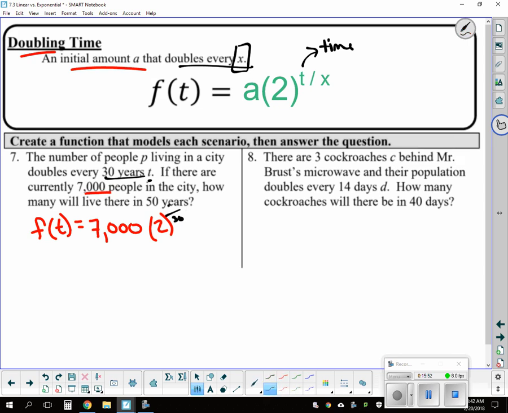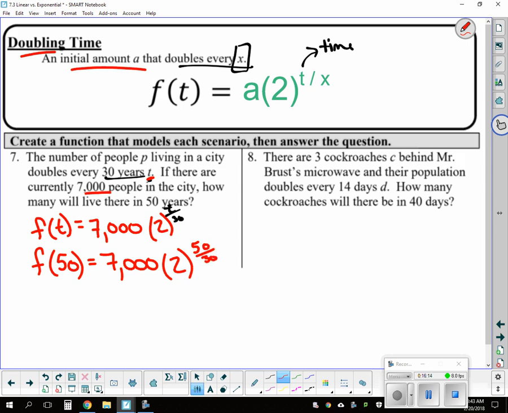Okay, the top number is your t variable. So in this particular case, they are asking us specifically to find out what happens in 50 years. So t is 50. Again, I know it's confusing because they're using a t here for 30, but that's not what they're talking about in that case. So it's 50 over 30.